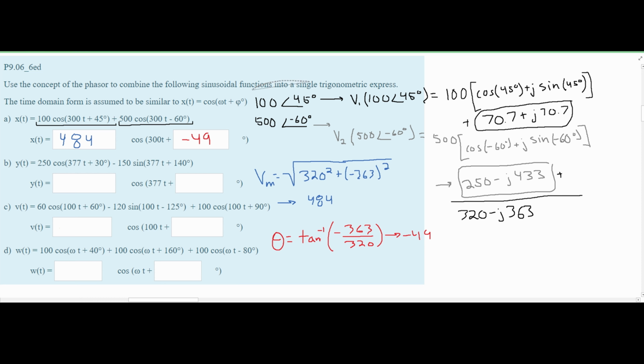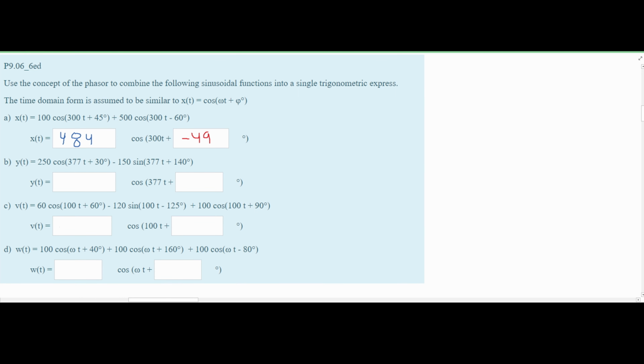Now I'm going to get rid of this and move on to part B. For part B, it's going to be the exact same thing. However, we have something that we need to convert. Whenever we do this phase combination, we are always going to do it in cosine because it is easier. And we can only add things that are of the same type. So we cannot add a cosine and a sine together.